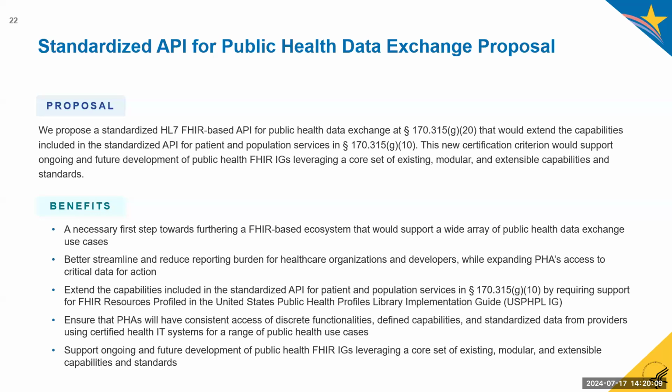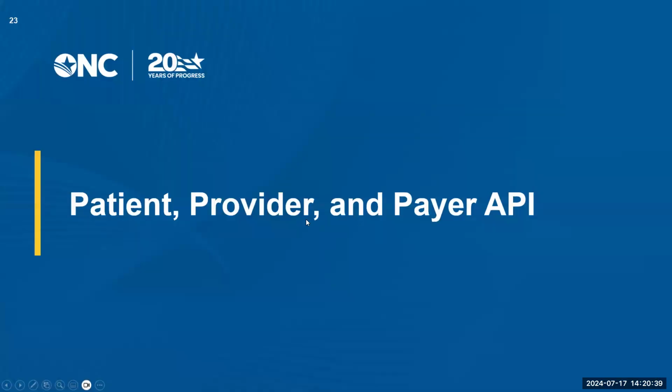One of the proposals that we included was requiring support for the FHIR resources that are profiled in the U.S. Public Health Profiles Library Implementation Guide, and we did ask for feedback and comment on that. And we also believe that by having G20 in place, we'll be able to have some ongoing and future development of public health FHIR implementation guides that can really help further the criteria mentioned through the earlier slides in the F components. And I believe that is all for the public health, so I'll pass here.